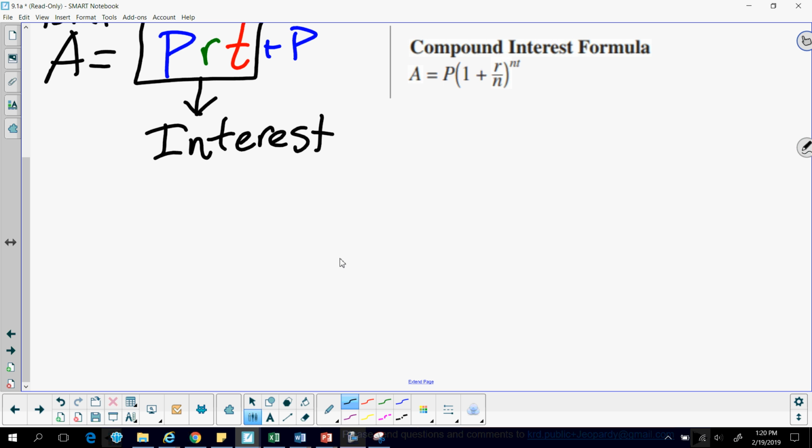How else can I tell that it's exponential? It has this little exponent up here. Do you see that exponent? That nt? There's only one new part added to this one. So what does that P stand for? Who can remind me? P is my principal, my initial amount.